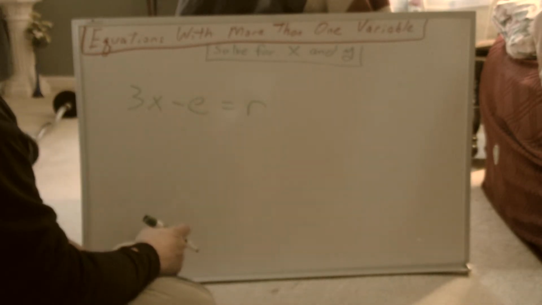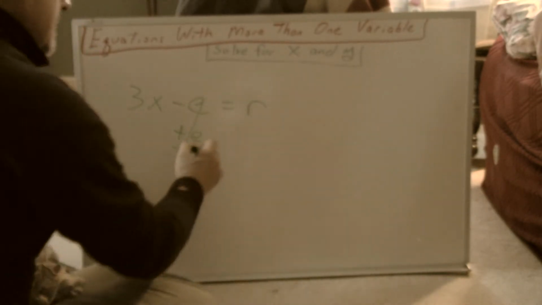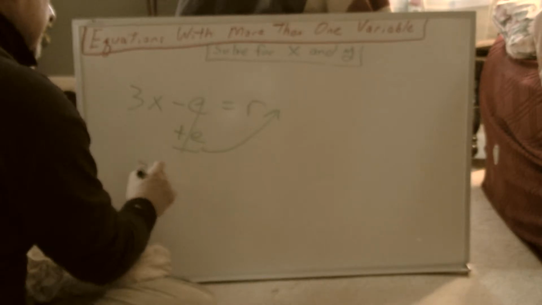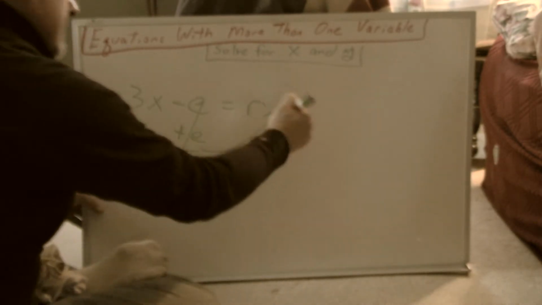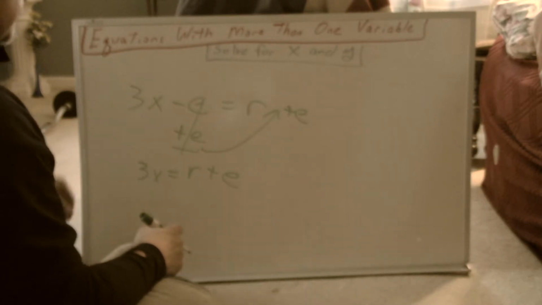I'm going to move the e. And I'm going to do it through the opposite inverse. Move this guy over here. So this becomes 3x equals r plus e. Right? Because I moved him here, the plus e. Because you can't put it underneath the r. Don't make that mistake.